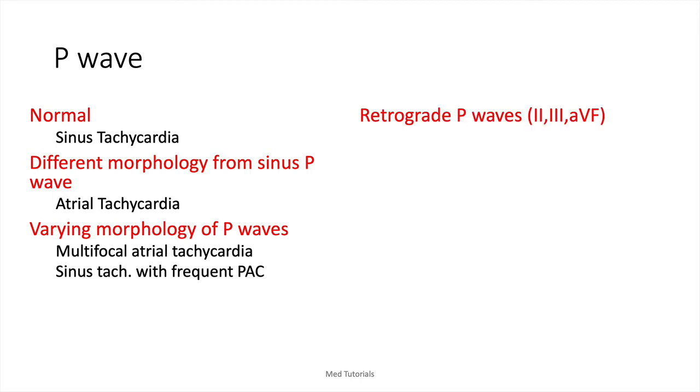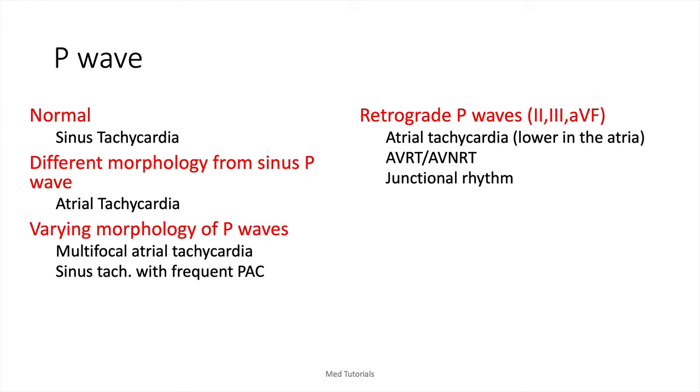We had seen so far the thing about retrograde P waves, and we usually look for retrograde P waves in 2, 3 and AVF. And atrial tachycardia, AVRT, AVNRT, junctional rhythms, all of this can have retrograde P waves where the atrial depolarization is actually taking place from lower down close to the AV junction. So all three of these can present with retrograde P waves.